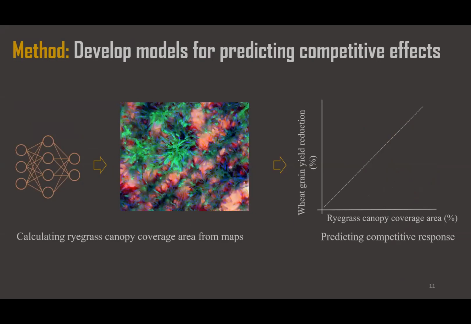So after we train the model and develop the ryegrass canopy coverage map, we calculated the ryegrass canopy coverage area from the map, and we use that area in the regression model where we could predict the effect of ryegrass on wheat grain yield reduction percentage. We use simple polynomial regression for this approach.